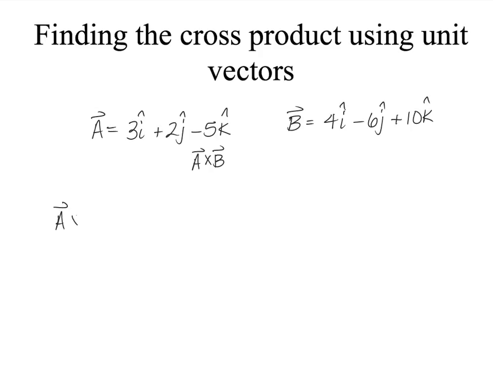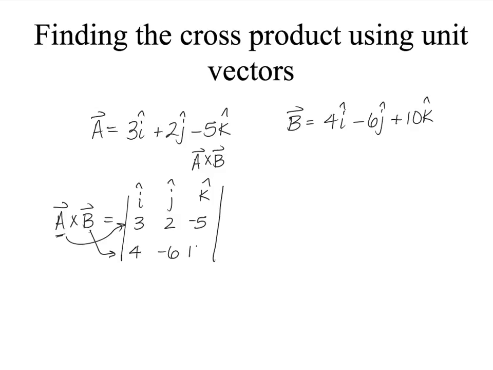A method we can use is by creating a 3 by 3 matrix, and finding the determinant of this 3 by 3 matrix will give us our answer. So the top row is our unit vectors i, j, and k. Then the second row is the elements of my first vector given in x, y, z order. And then the last row is my second vector. It's important that you do this in the right order because, as you remember, the cross product is not commutative.